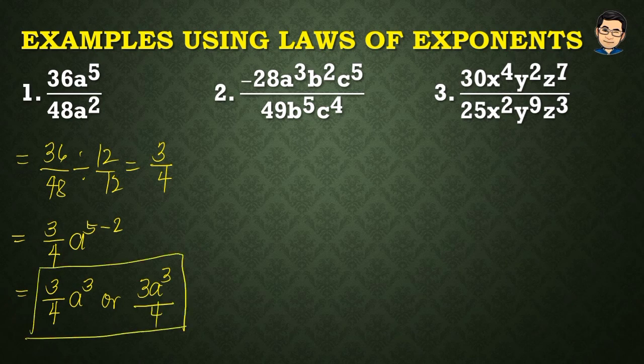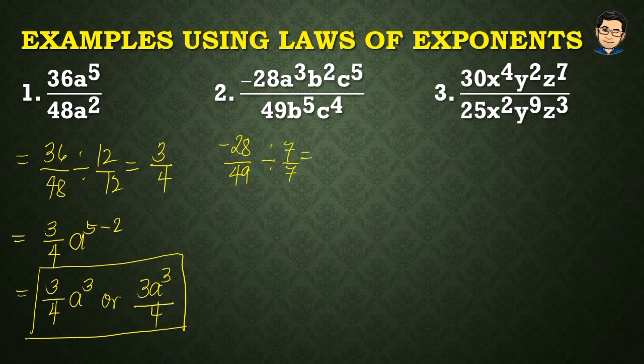Next naman po, negative 28a cubed b squared c to the 5th power all over 49b to the 5th power c to the 4th power. Okay, dun muna tayo sa negative 28 tsaka 49. Yung greatest common factor ng dalawang number na yan is 7.